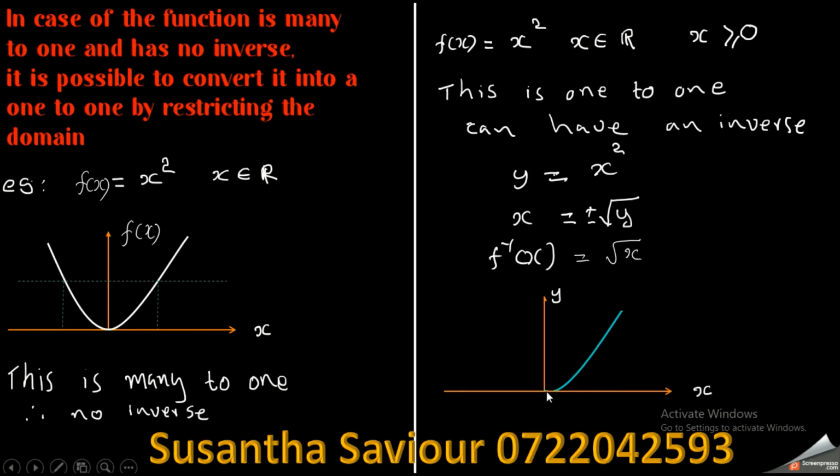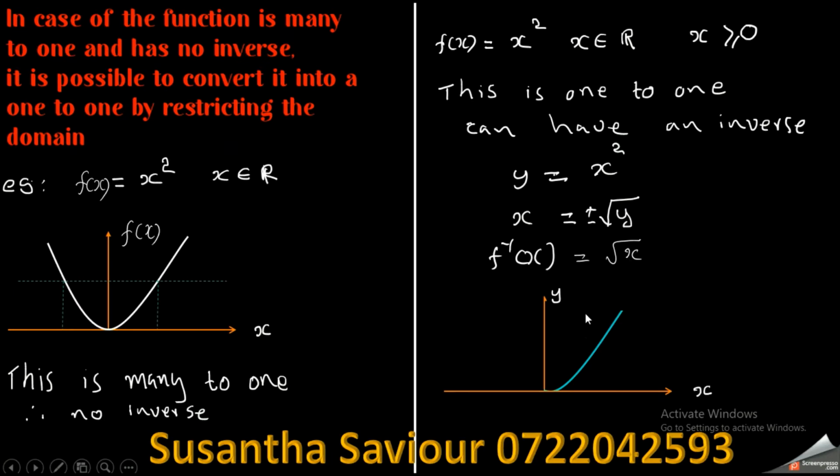This is the graph of the original, this side of the graph. This is the function with this restricted domain, then this side will vanish. Look at this. This is the original function. Now we have to sketch the inverse of this one, that is f inverse x is root x.